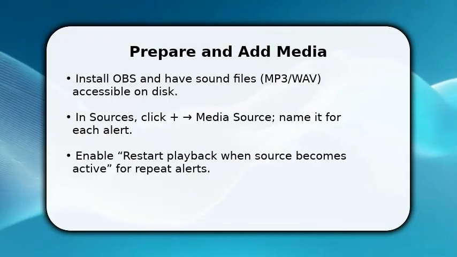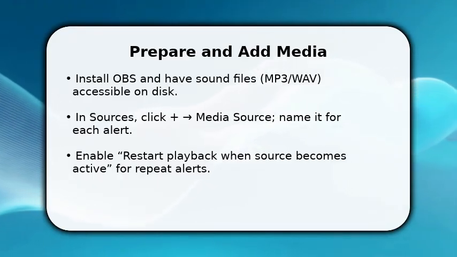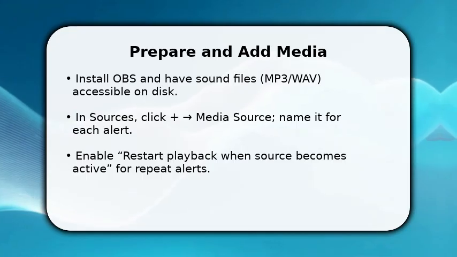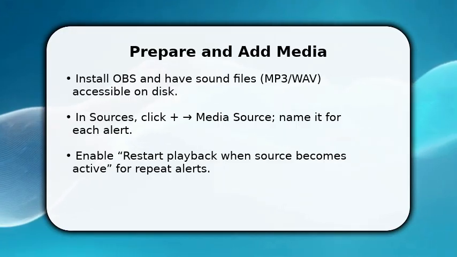You already have OBS and your audio files, now add them as sources. In the Sources panel, click the plus button and choose Media Source, give it a clear name so you can find it later. Point the file path to the specific MP3 or WAV and check Restart Playback when source becomes active, so the alert plays from the start each time.